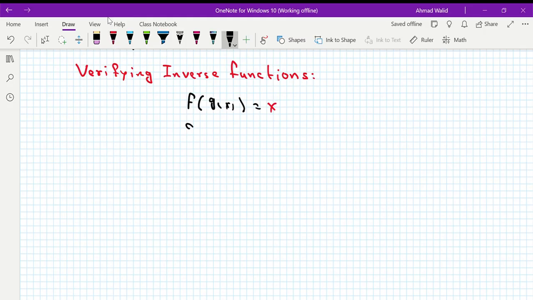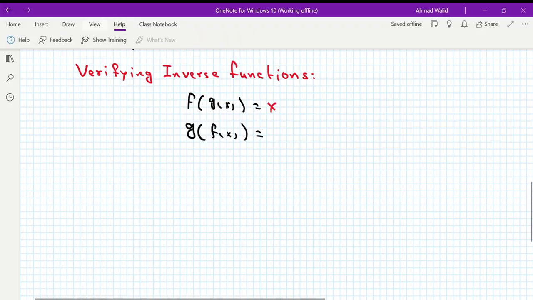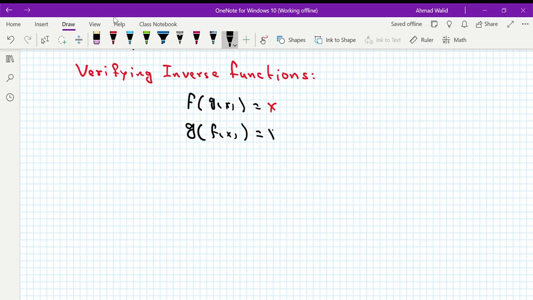Or find g of f of x. If your answer becomes x, they are inverse. If they don't become x, it's something else, x plus 2, x minus 3, or something else, they are not inverse. Correct? Let's do an example. This is the test that you are required to do.